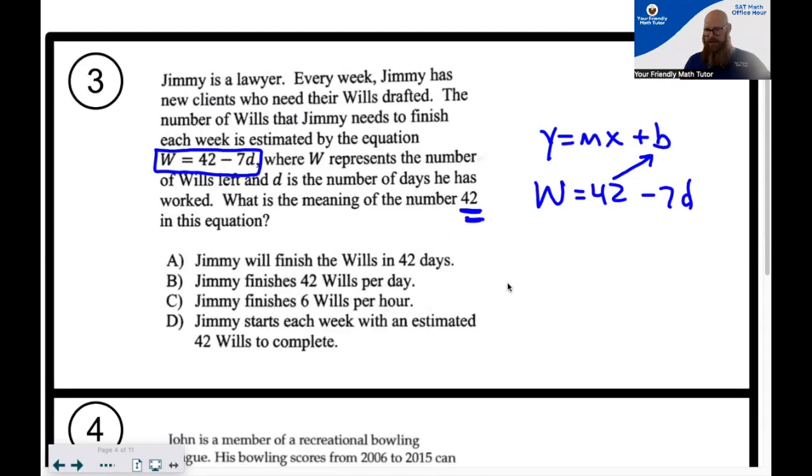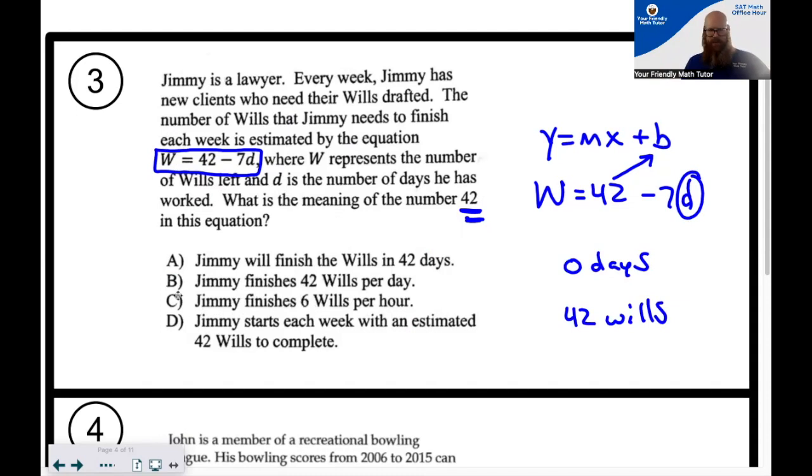And the y-intercept always is the value of the y variable when the x is 0. So all I want to do is search for what is the x in this problem, which is D, and D stands for days. So that's 0 days, right? I want the X to be 0. And the Y is really the W, and the W is the number of wills. So that must be 42 wills. So I'm looking for a problem that talks about 42 wills at 0 days.